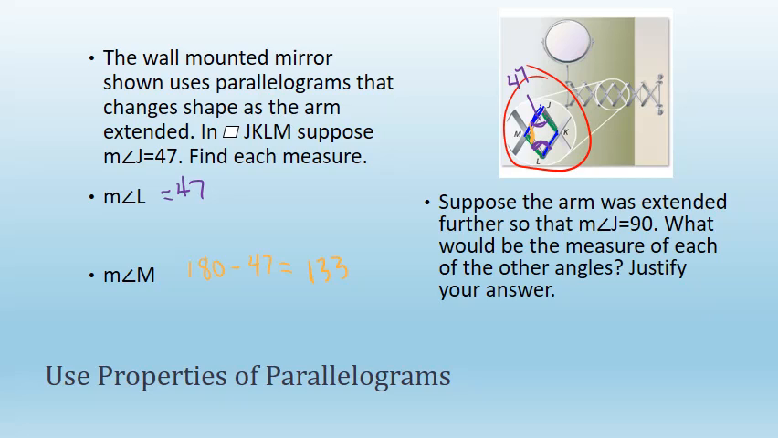Well, that takes us to one of the properties of parallelograms, theorem 6.6, which states that if a parallelogram has one right angle, then all four of the angles have to be right angles, and so 90 would be the correct answer. Our justification for that is theorem 6.6, which states that if a parallelogram has one right angle, then it has four right angles.